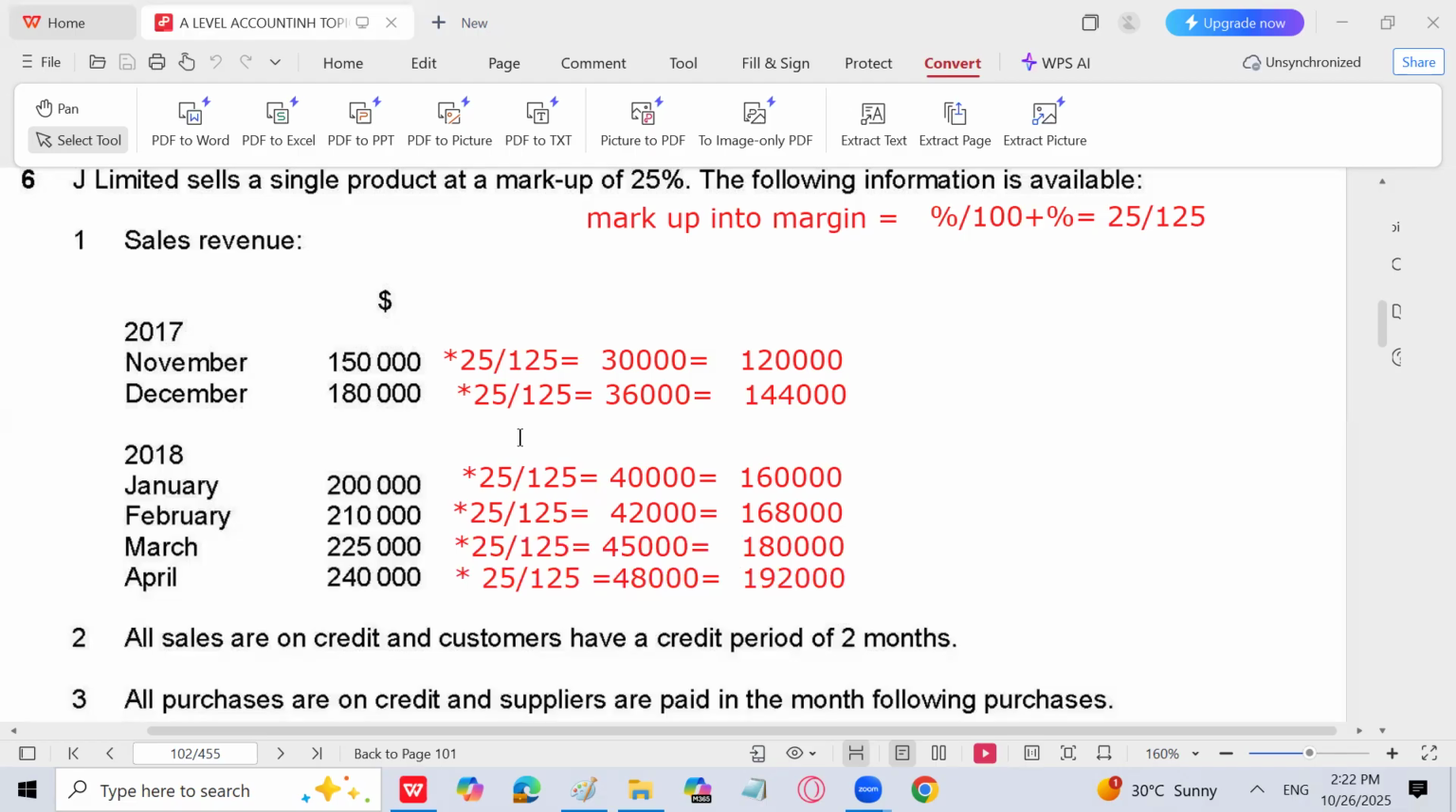So now you must be thinking that, sir, we have found the cost of sales, but what is the reason behind it?